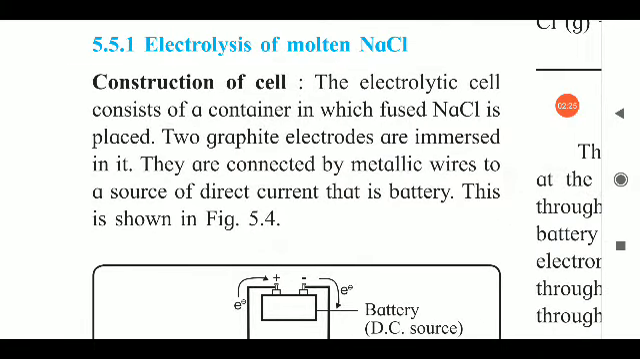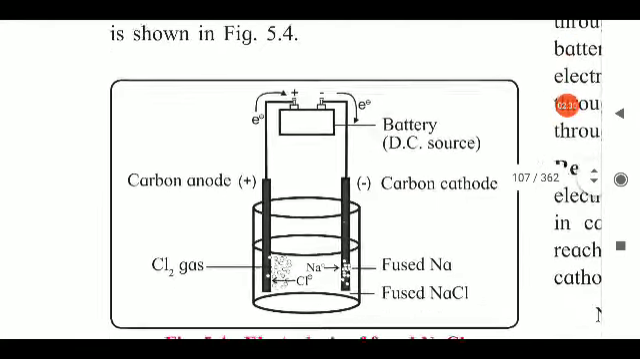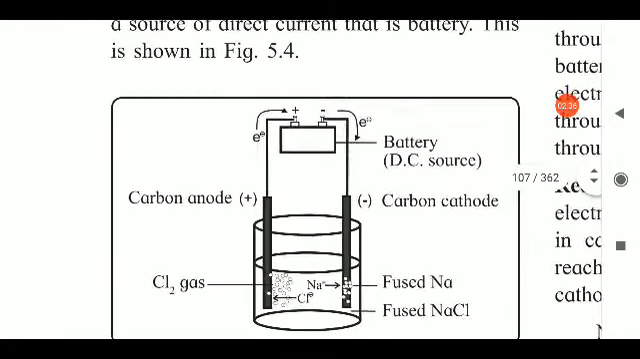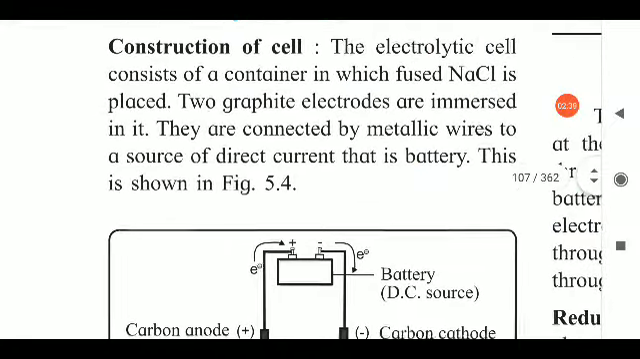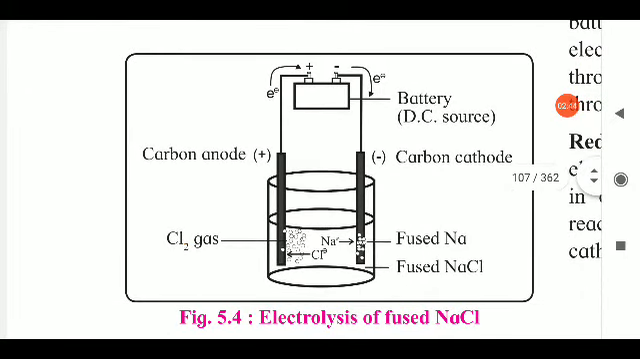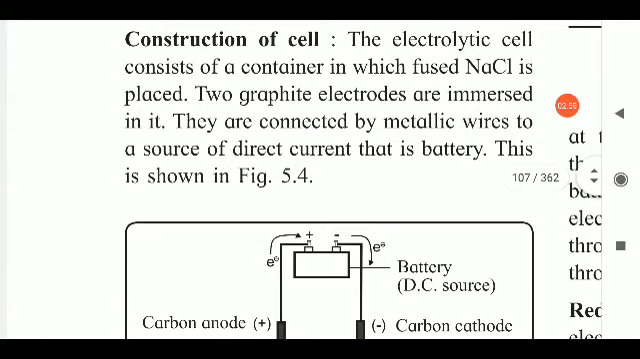The electrolytic cell consists of a container in which fused NaCl is placed. Fused NaCl in the sense the NaCl which is in liquid form, that is in dissolved form. Now two graphite electrodes are immersed in it. That electrodes you can look at in this figure, carbon anode plus and carbon cathode minus. The left hand side electrode we are calling an anode, and the right hand side electrode we are calling a cathode, having negative terminal. They are connected by metallic wires to a source of direct current, that is battery.